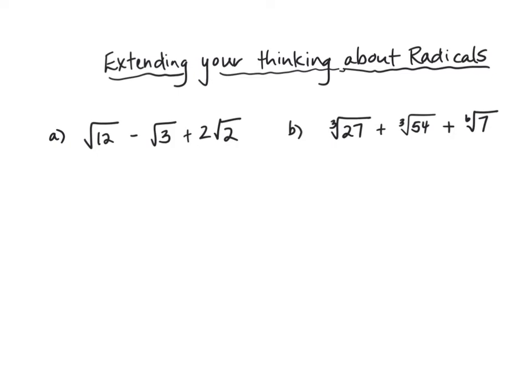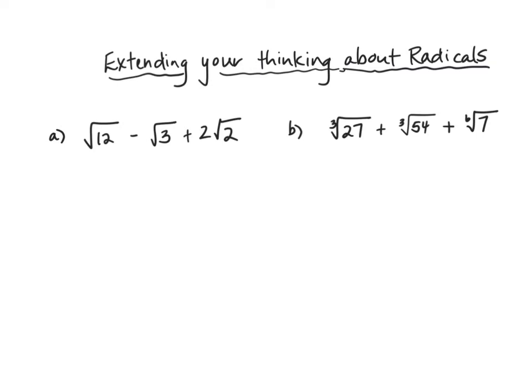Let's see if we can extend our thinking about radicals. Let's start with something that's familiar, question A. Notice in this situation, each of the radicals that are listed are square roots. That means we are looking for a number that multiplied by itself twice in order to give the radicand, or what is inside the root sign. So these are the traditional types of roots that we've looked at in the past.